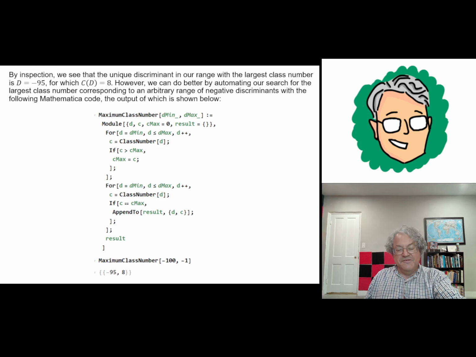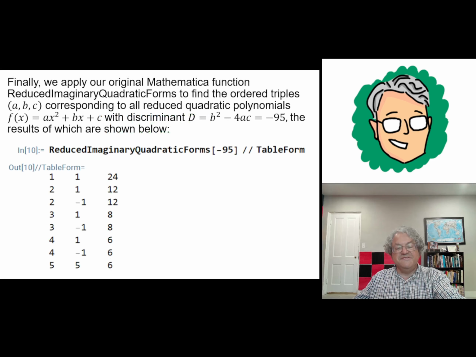So in this case, there's only one discriminant with maximum class number 8. This function did check itself and find that 8 was the maximum class number, and that occurs for the unique discriminant of minus 95. That's the solution to part A, but like I said, part B was really the easy part of this, because that was the first thing I did here.